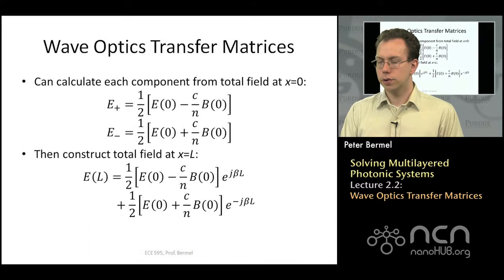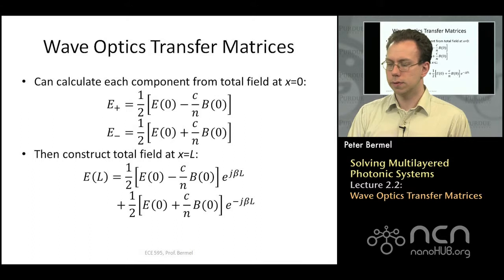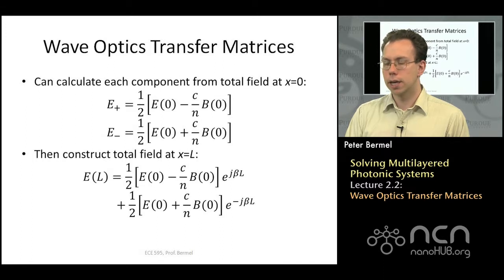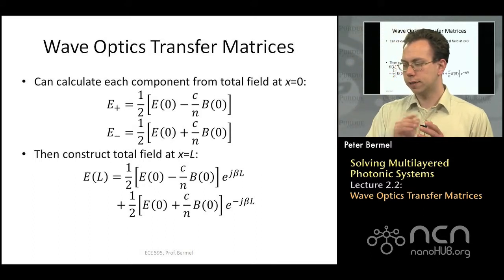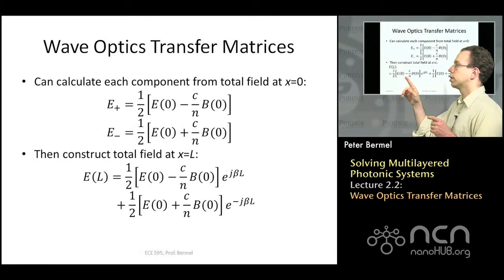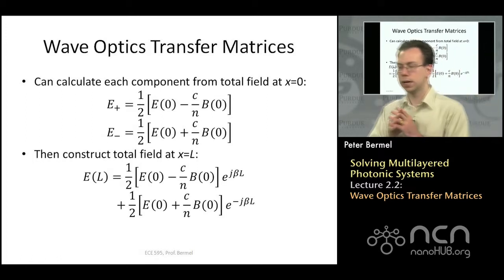If we take into account Faraday's equations in order to construct the total E field in terms of E plus and E minus, as well as the total B field in terms of E plus and E minus, then we can get the E field not only at the beginning of the layer, but also at the end, at a position L. And then we can write that exclusively in terms of the initial E and B fields plus the phase factors. That ends up looking like this, where E of L is going to be 1/2 times this E plus term times this phase factor, e to the j beta L, then 1/2 times the E minus term, which is E0 plus c over n B0, times e to the minus j beta L.